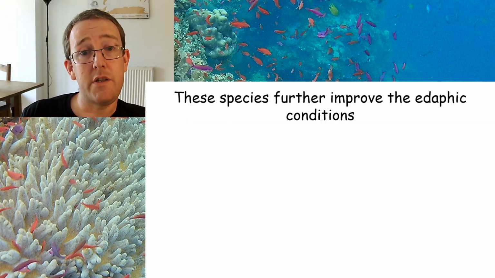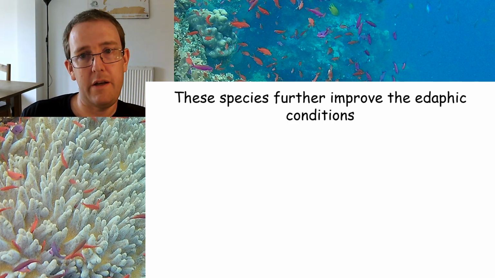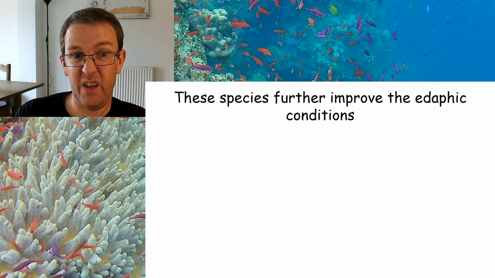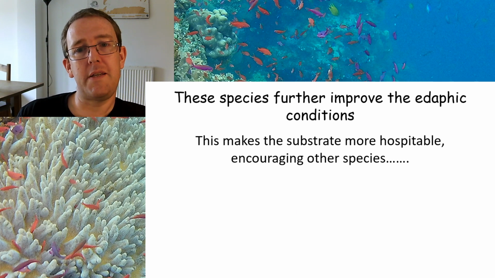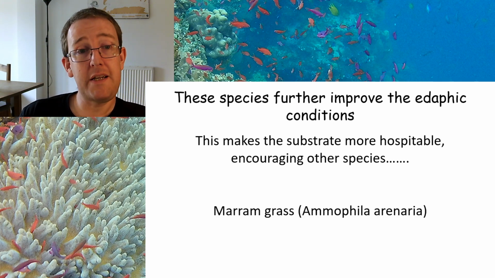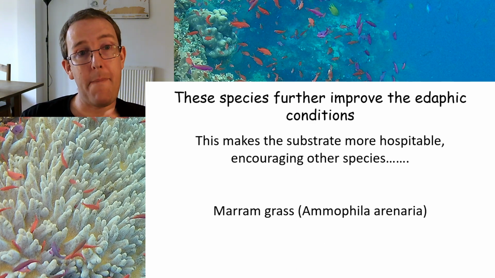So those species further improve what we call the edaphic conditions. Now, edaphic is not a word on your syllabus, but a useful word. It basically means everything to do with the soil. So that's just soil conditions. It makes the substrate more hospitable and encourages other species, like the one you probably all think of if you've ever been to the beach, which is called marram grass.